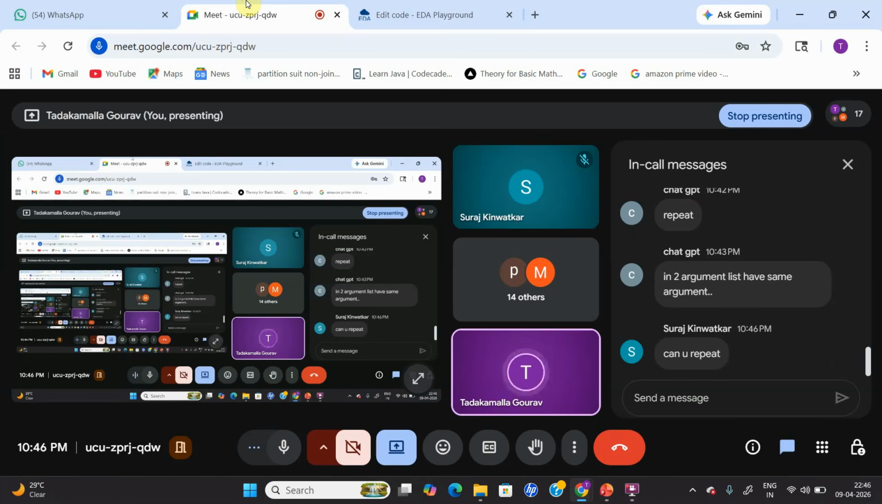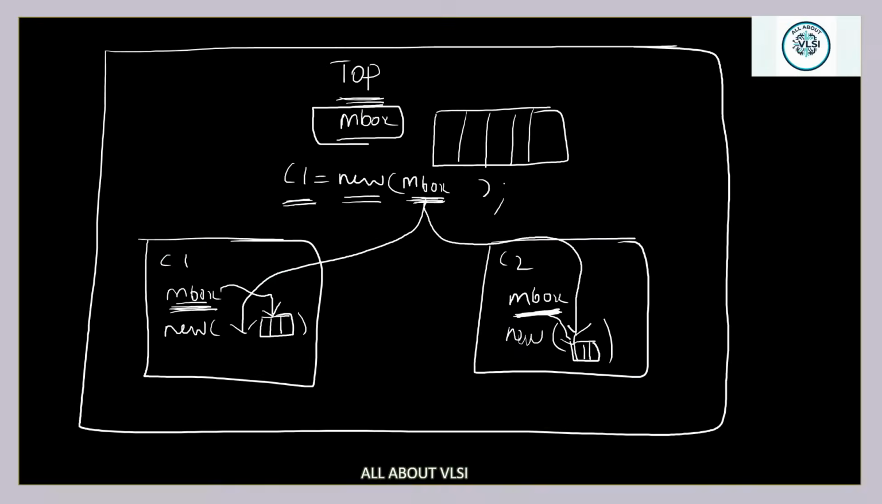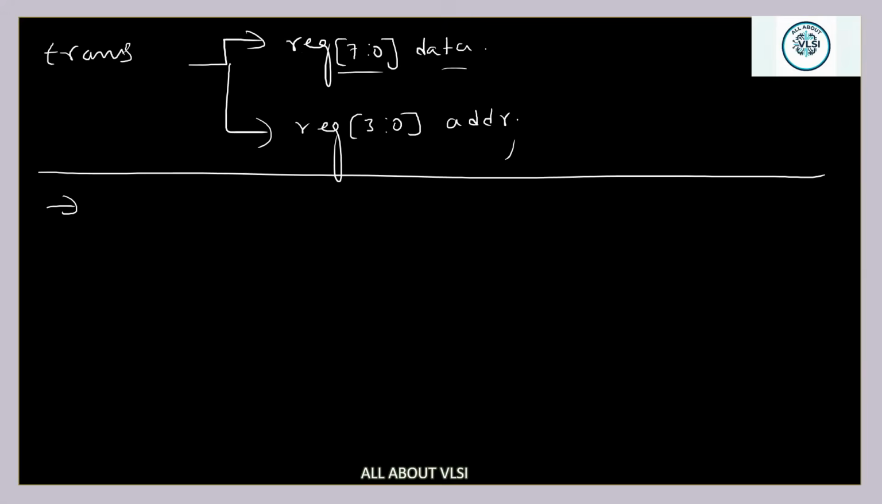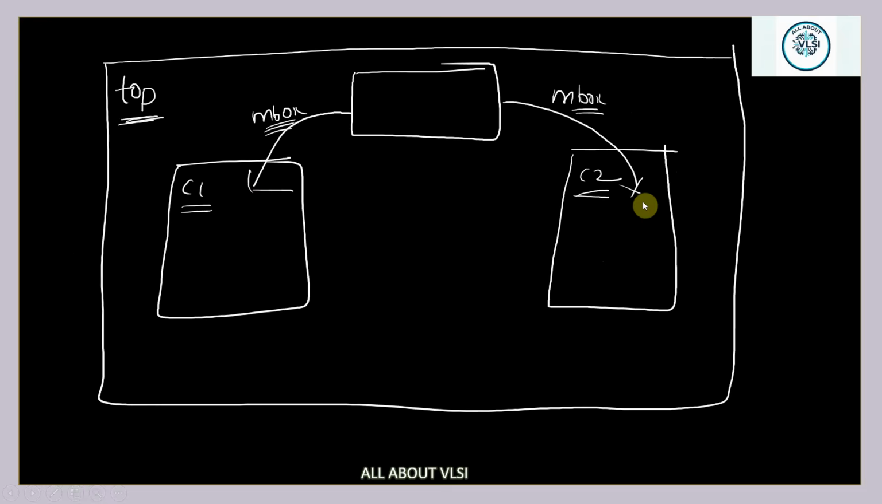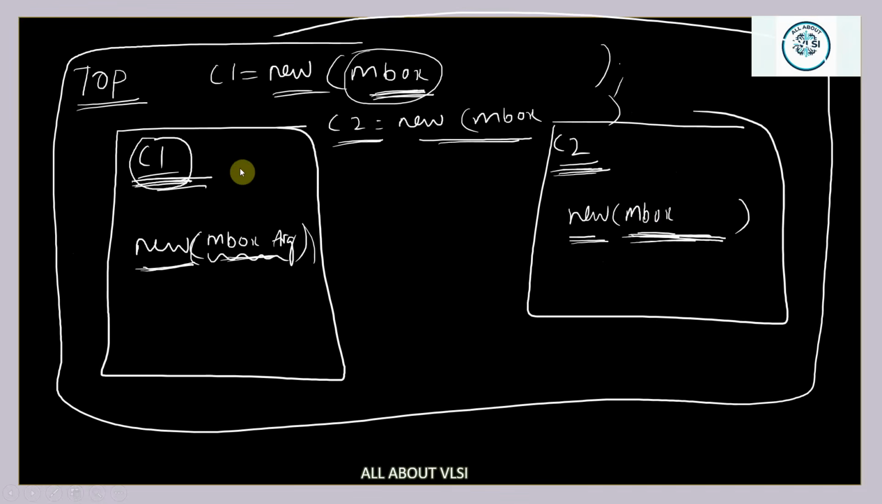Okay. So the problem we were facing previously, let me show you the problem again. When we were creating the instance of my mailbox in C1 separately and the instance of my mailbox in C2 separately, there was no shared memory of the mailbox. So what I was doing here is creating the mailbox instance in my top model, and passing it to my C1 and passing it to my C2.